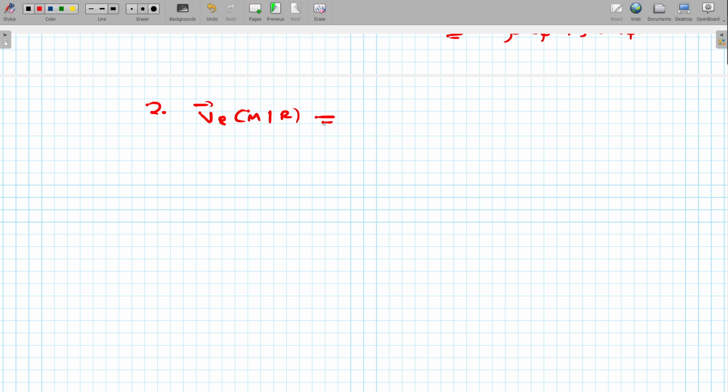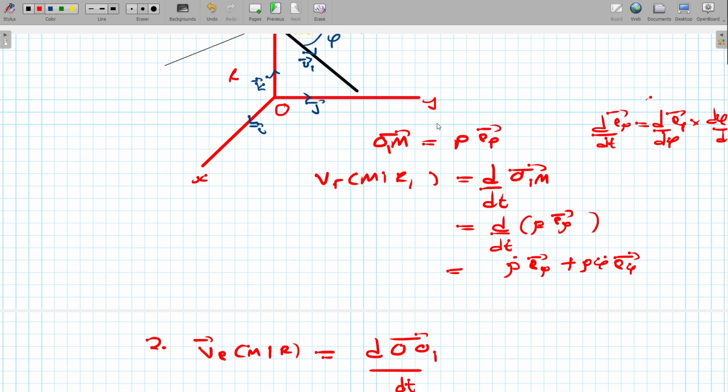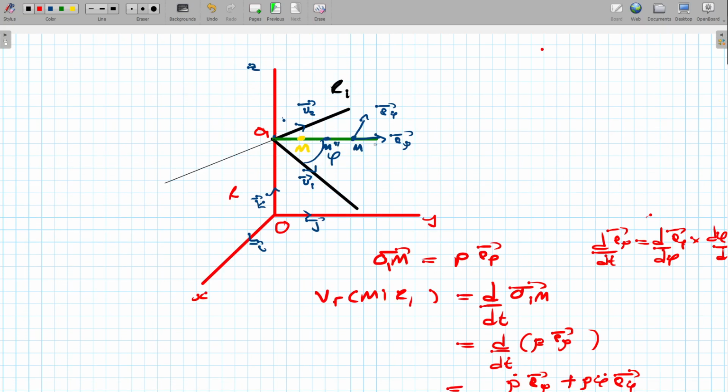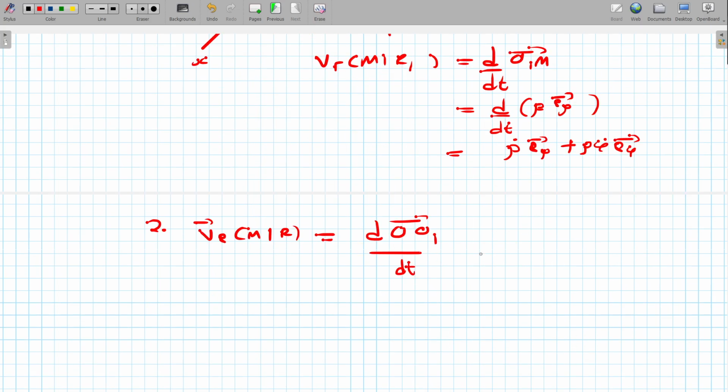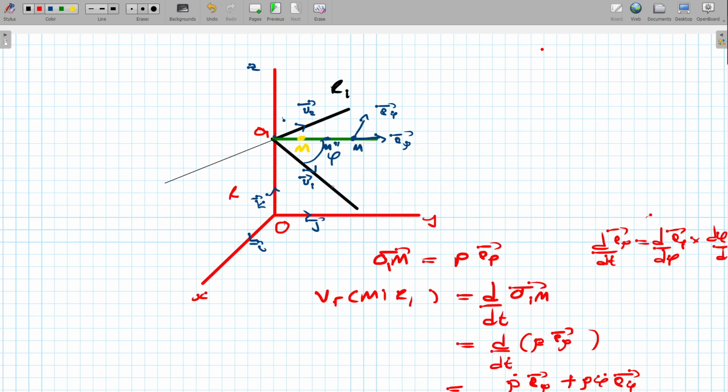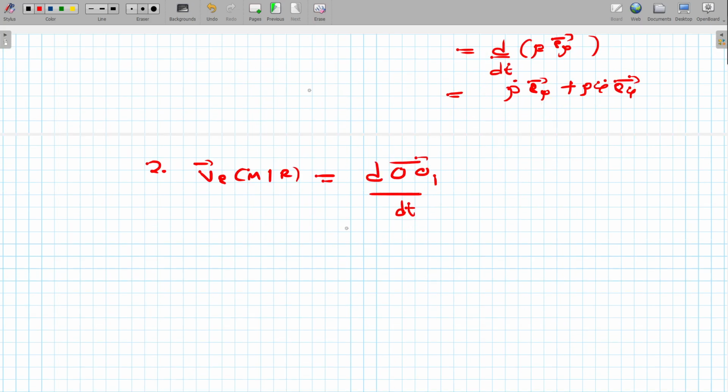So this is going to be equal to the derivative of this vector O1. This represents the translation: the rate at which the reference frame in black, the one that is moving, is translating with respect to the origin, or with respect to the reference frame that is fixed. That is what the first parameter is about.